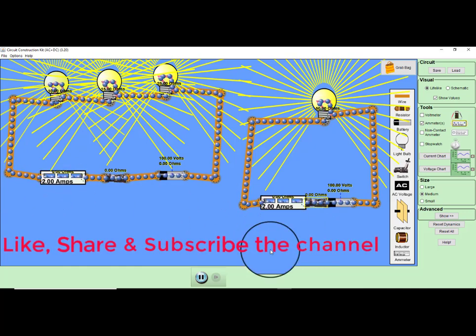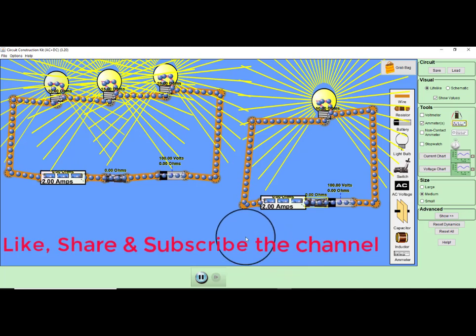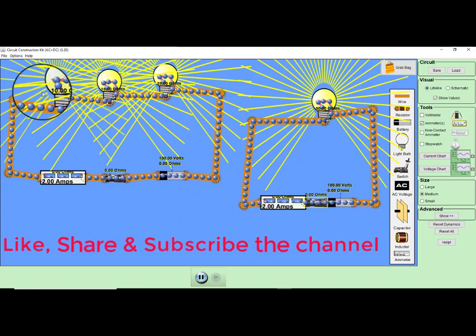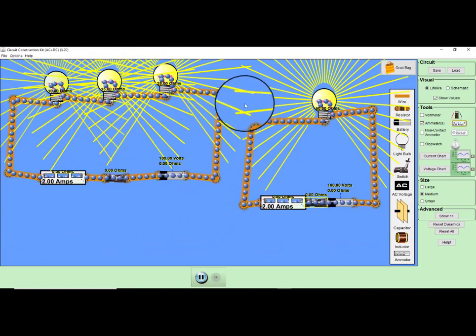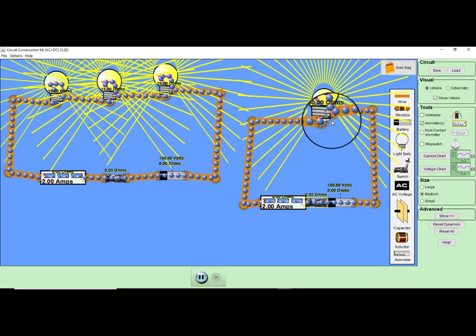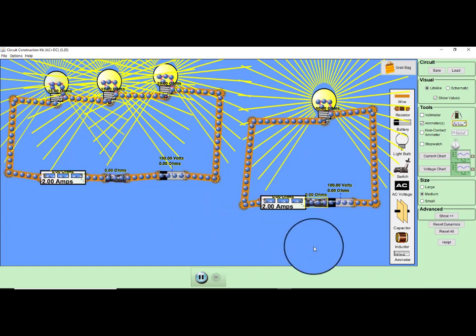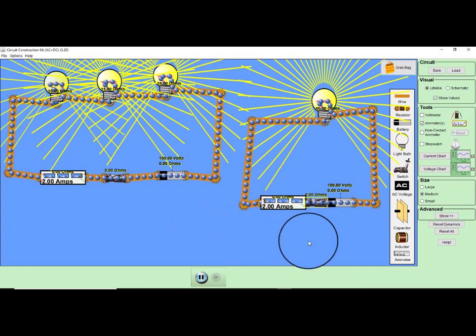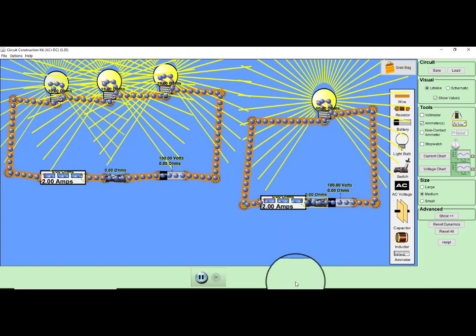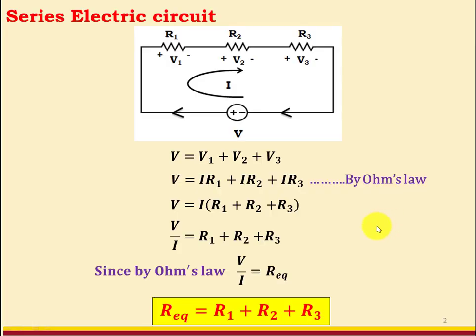Basically, when we calculate the equivalent resistance, what it means is we can replace those resistances with a single resistance. So these three resistances can be replaced by a single resistance whose value is given by R equivalent. Okay, so this you can understand easily with the help of the virtual lab PhET simulation tool. So let us once again go back to our presentation. Now I hope you have understood the practical meaning of calculation of equivalent resistance.